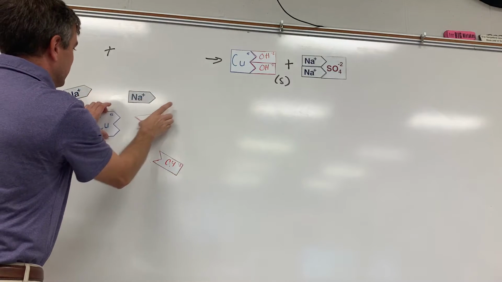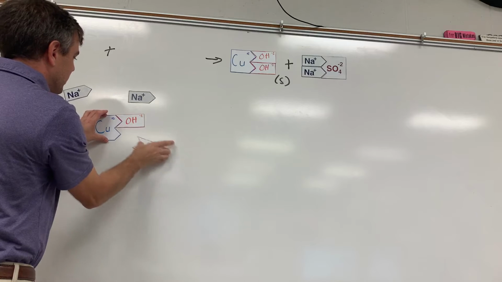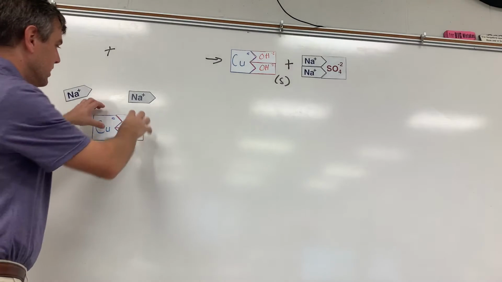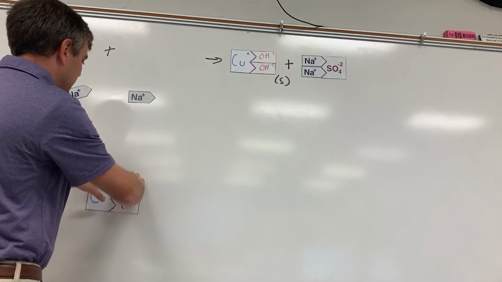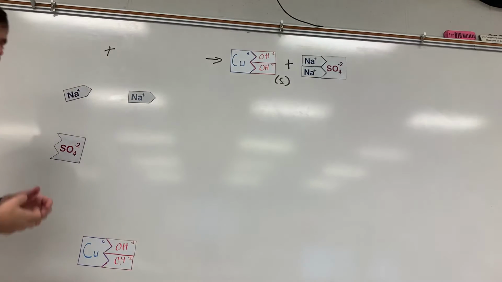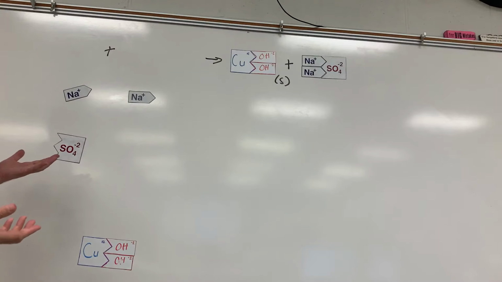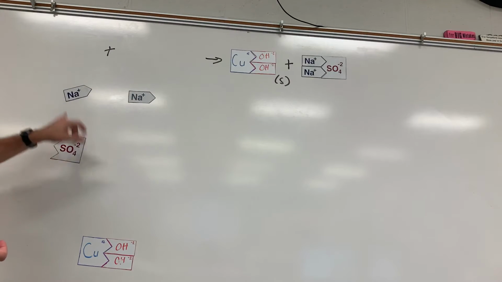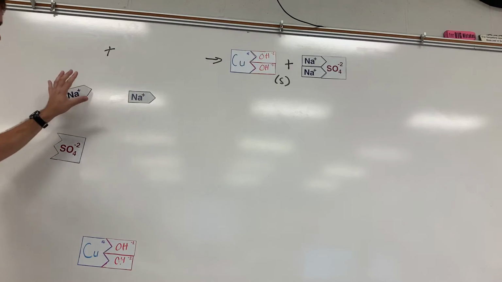But if a copper and some hydroxides meet up, that produces something that's no longer soluble, and so it will sink to the bottom of the container, forming a precipitate. And you're left with sodium ions and sulfate ions still floating around in solution.